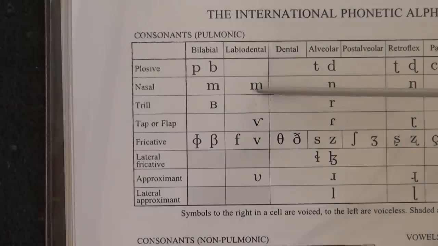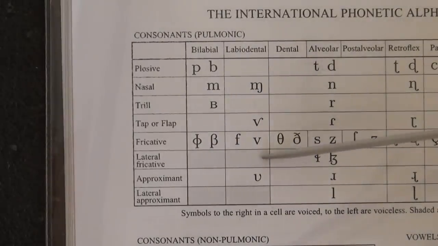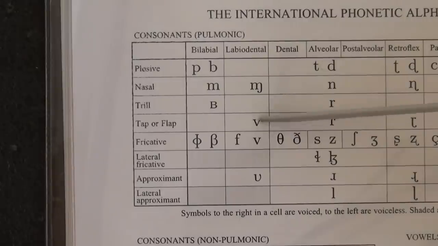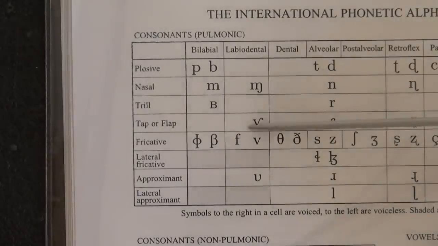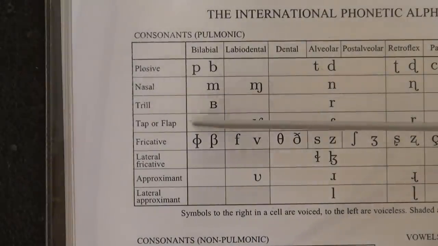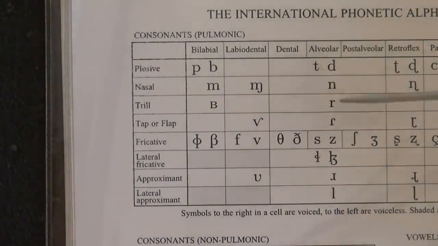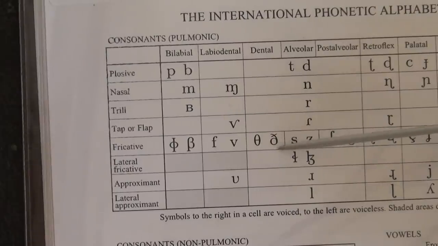Lower teeth to the upper lip, perhaps. Tap or flap. Will not try. Trill and tap and flap. Seems like it could be hard to get it right from the first try. Anyway, here we have the next ones.